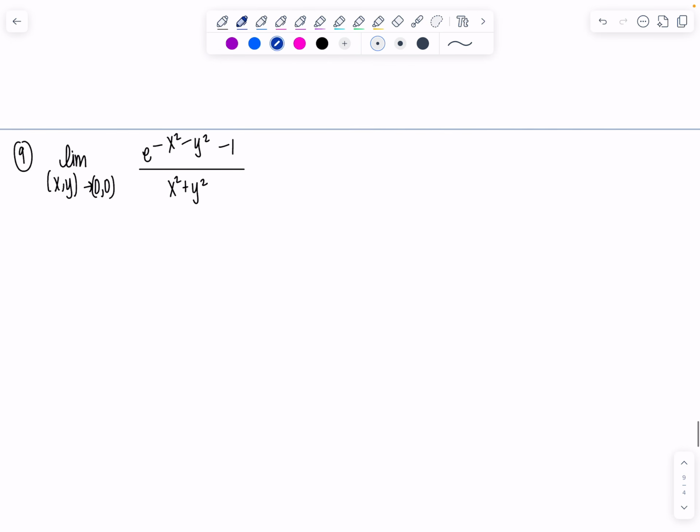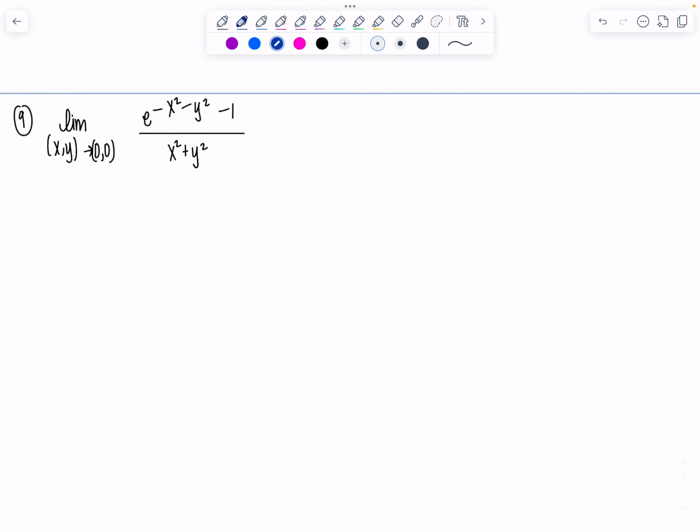Let us look at this example here. This is the grand finale. We have the limit as (x,y) approaches (0,0) of e to the negative x squared minus y squared. That's all in the exponent. And then minus 1's not in the exponent. That looks kind of confusing. Over x squared plus y squared.